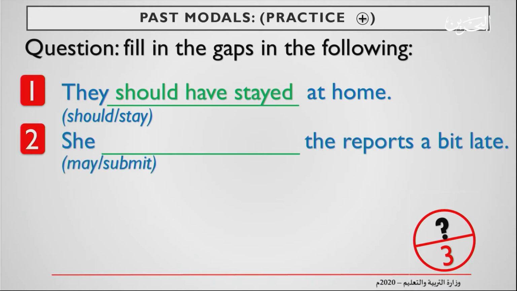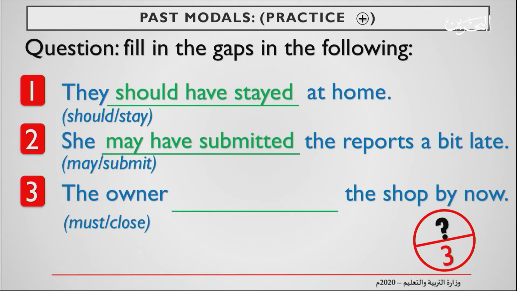Let's do number 2. She, gap, the reports a bit late. You have to use the modal may plus the verb between the parentheses. You have 5 seconds. Now let's check the answer. The answer is may have submitted. May have submitted.